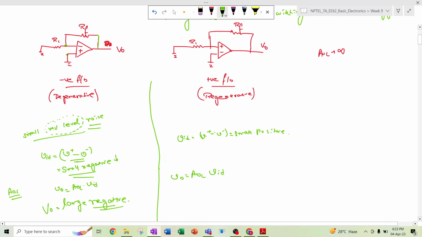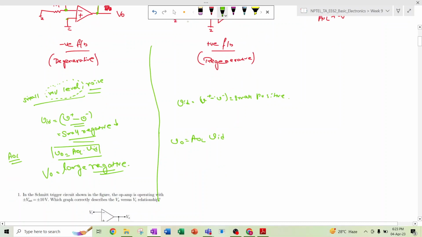So VO is basically AOL multiplied by VID, the input difference. If VID, that is V plus minus V minus, is small negative for this op amp, then the output VO is AOL times VID, so VO should be a large negative voltage. And now a fraction of this large negative voltage gets added with the internal positive noise, right? And this is known as a degenerative action.